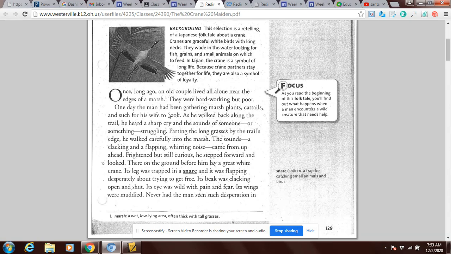They were hard-working but poor. One day the man had been gathering marsh plants, cattails, and such for his wife to cook. As he walked back along the trail, he heard a sharp cry and the sounds of someone or something struggling. I wonder what it was. I wonder if it's a crane. Would be a pretty good guess because they've kind of told us that.